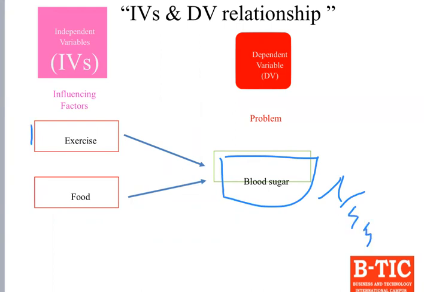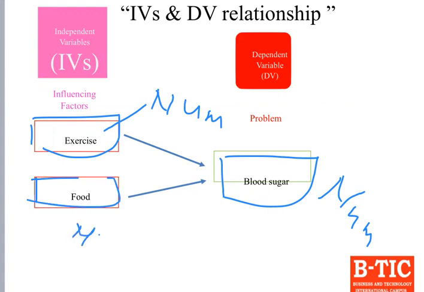And you measure exercise in numeric, and you measure food in non-numeric, quality. So it is a mixture now. You measure one factor in numbers, and you measure the other one in quality, non-numbers. That is what the mixture is about.